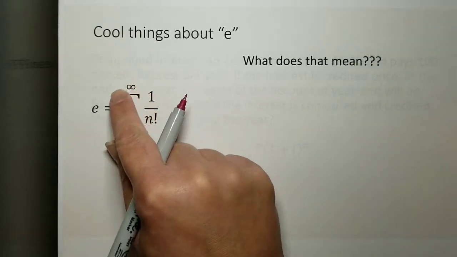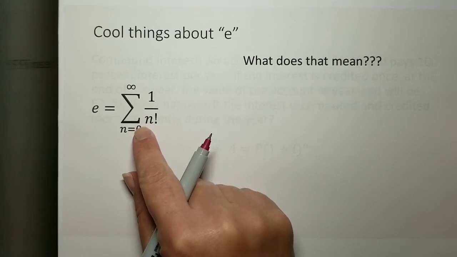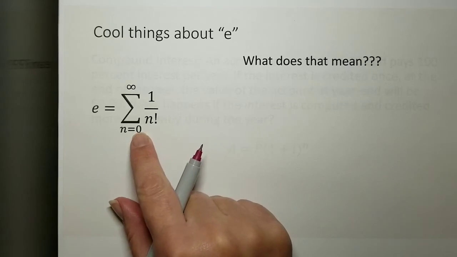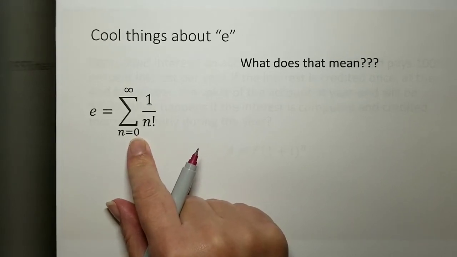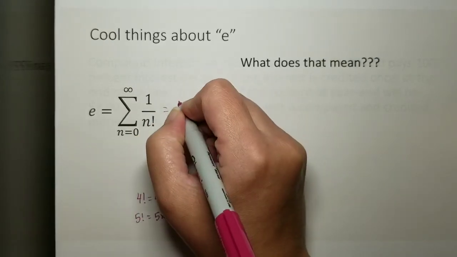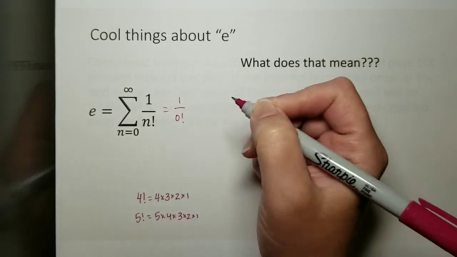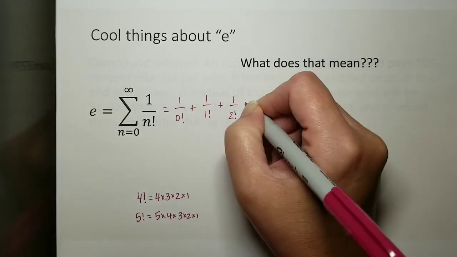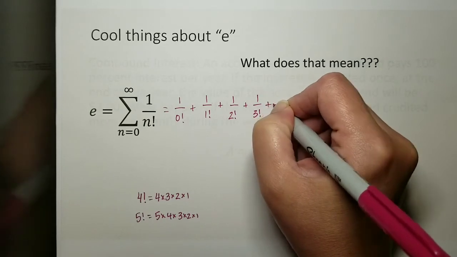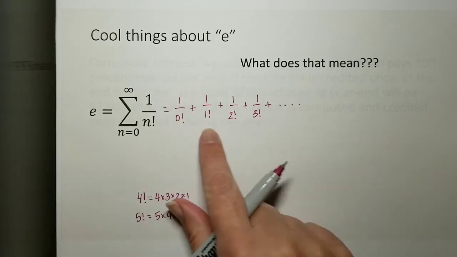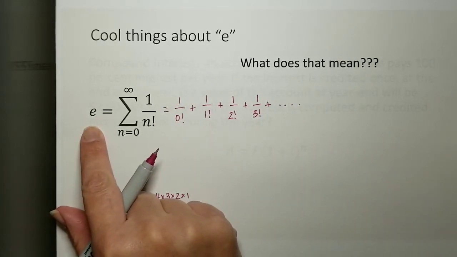And this weird notation is called sigma notation, and it means I'm going to add up a bunch of terms. So this is a way of writing an infinite series, where we add up an infinite number of terms. If we start with 1 over 0 factorial plus 1 over 1 factorial plus 1 over 2 factorial plus 1 over 3 factorial, forever, going to infinity, this value evaluates to this irrational number e. So that's pretty cool.